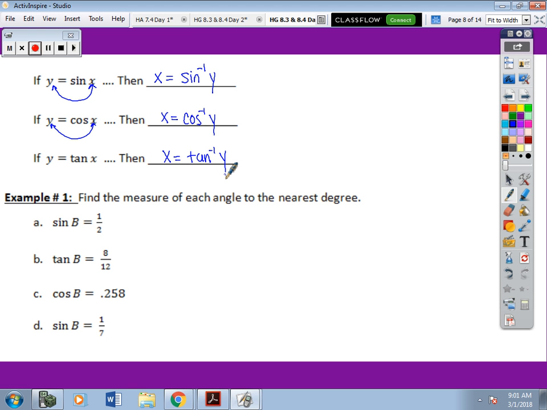So examples 1, A through D, just ask us to find the measure of each angle without using a picture at all. So if they want you to find out what sine of what angle will get you 1/2, again, all we're going to do is switch these spots around, and when you switch them, you have to change it to your inverse. So that would be inverse sine of 1/2 equals B. And my pre-calc students should know what that is because that's on the unit circle.